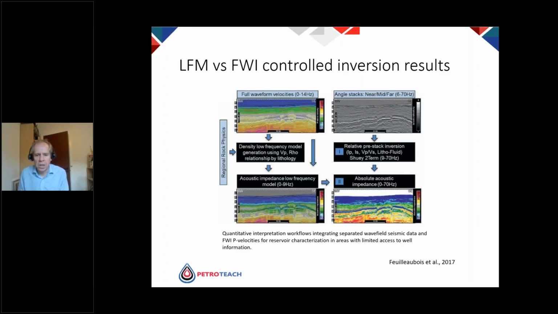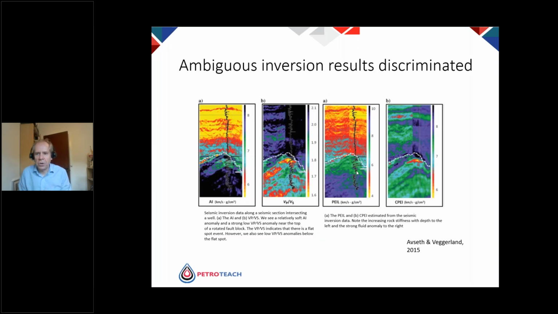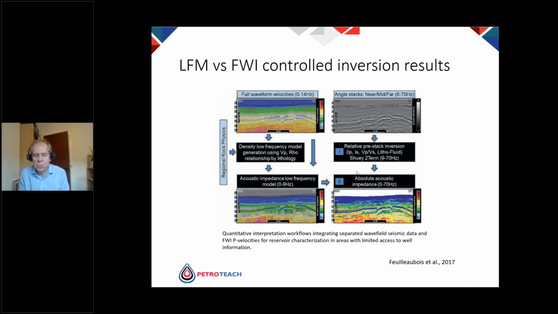I mentioned that we've got low frequency parts. This is our low frequency trend that we need to look at. A lot of times we have to get that trend from the wells, but there's quite a lot of effort being put into filling that hole, and we'll talk about that as well. This is one example. This is using FWI velocities, but instead of running them at 1 or 2 hertz, you see they've gone up to 14 hertz here.